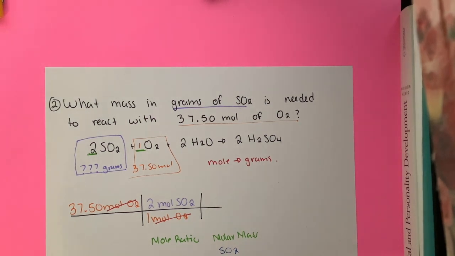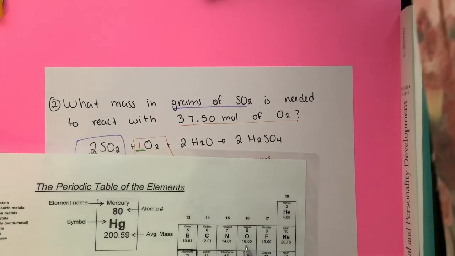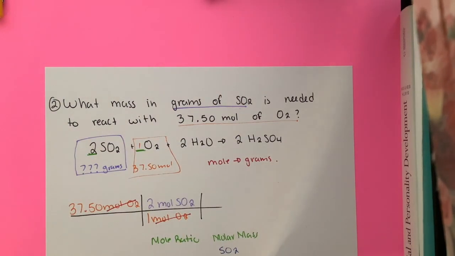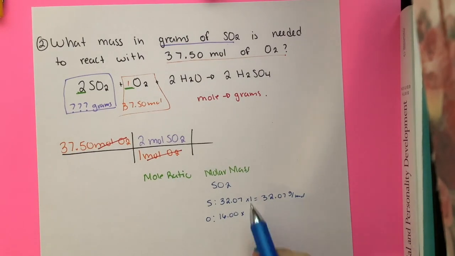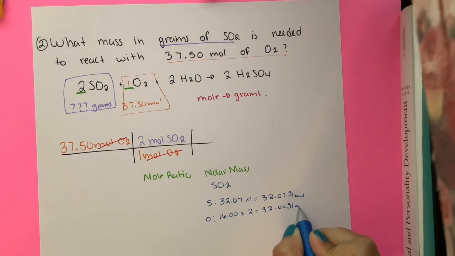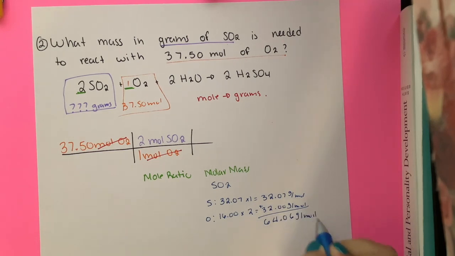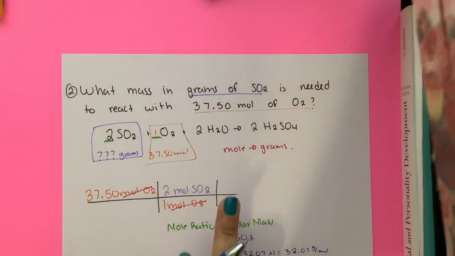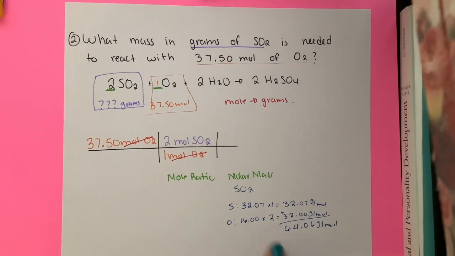Oxygen has a mass of 16.00. There's 2 oxygens. Oops, you can't see this. There's 2 oxygens. So times 2, that is 32.00 grams per mole. I add both of them to find the total mass, and it's 64.06 grams per mole. Okay, so now I'm going to go up here and put this value up here.